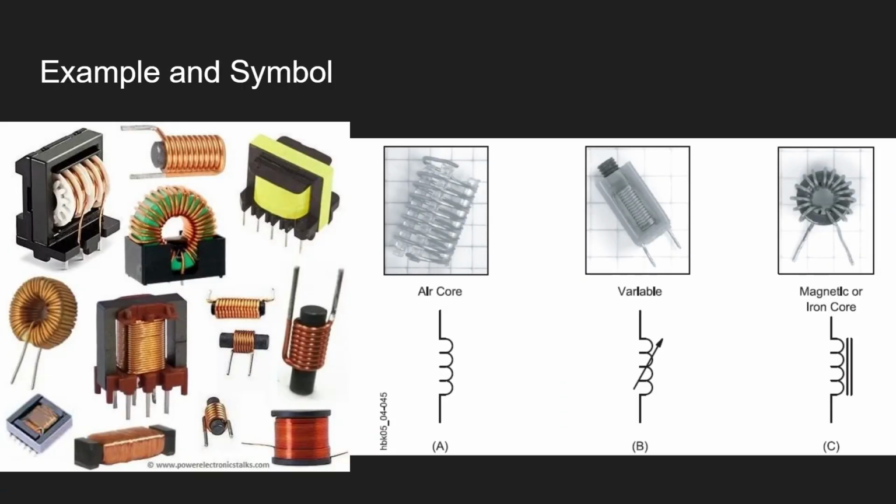Examples and symbols: all the inductors look like this. At least they have a metal coil on it. We have different variations: air coil, variable, and magnetic iron core. So you know that all variables have a stroke on them, and for an iron core, they have two straight lines near it. Sometimes we have to add an iron core because we want to increase its inductance.